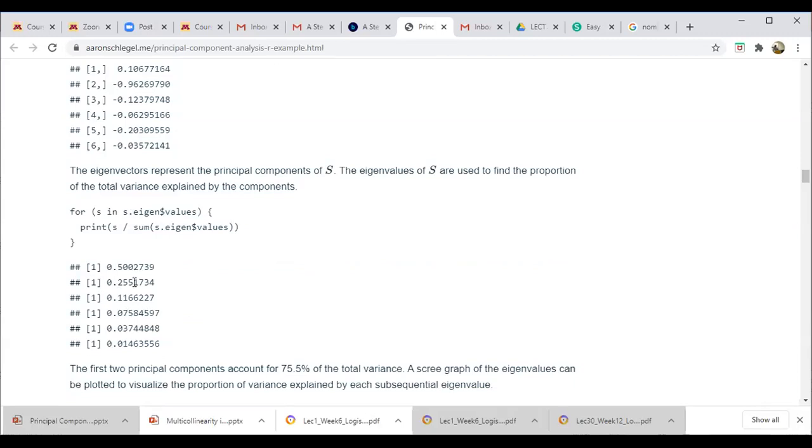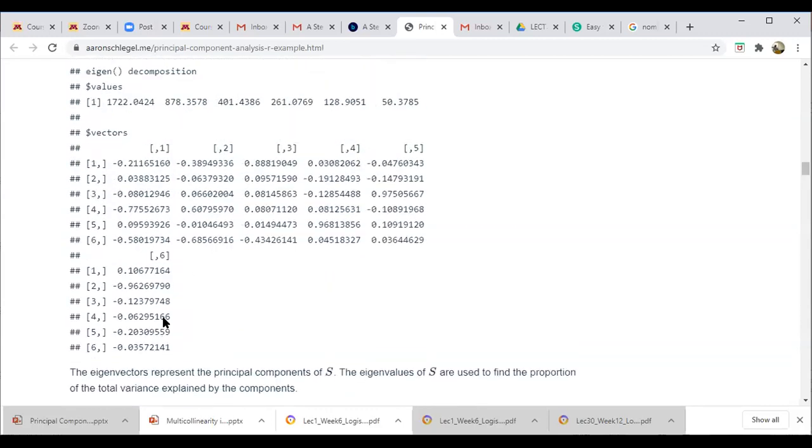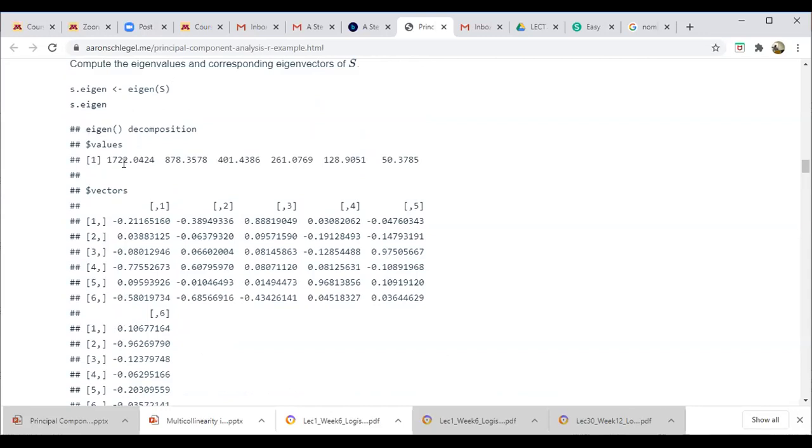If I actually want to know the contribution of each eigenvalue, of each principal component, this is what I'm going to get. Now, if I take you back, look at it, these are the eigenvalues, okay? These are the eigenvectors. I'm going to say that again.